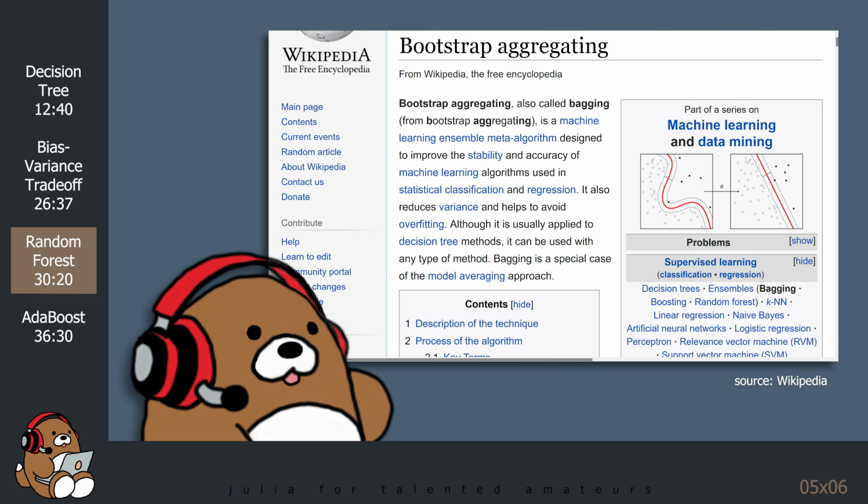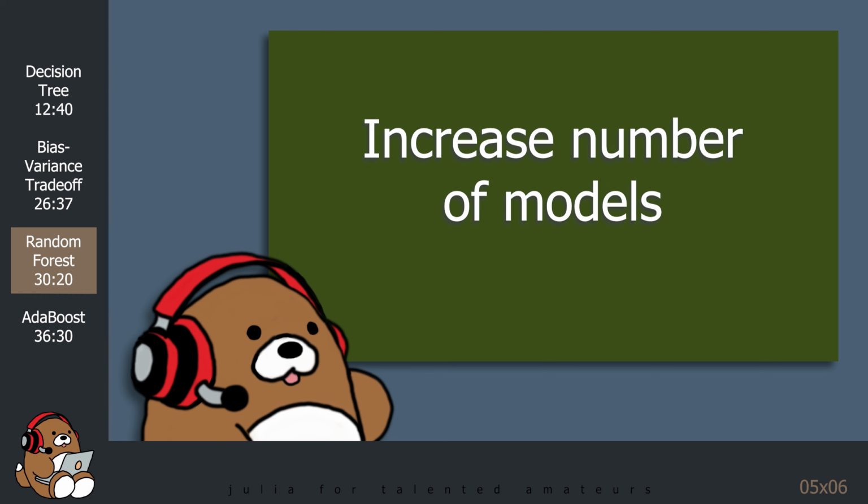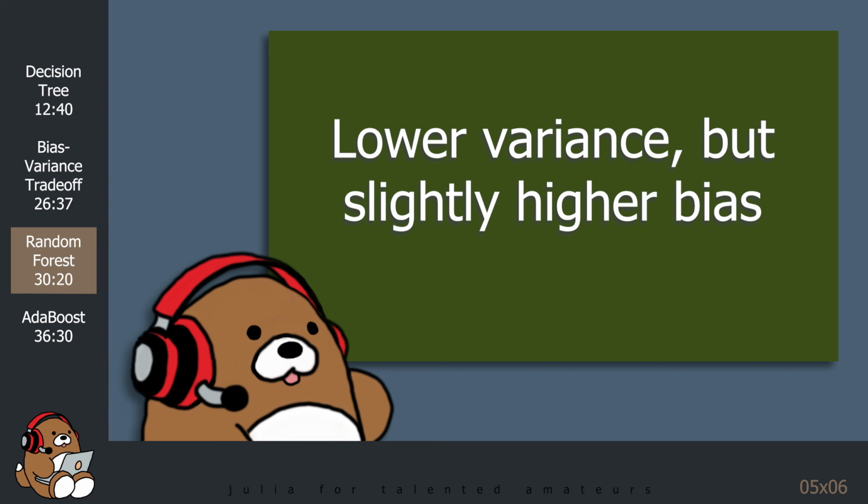Without getting into the details, the concept behind bagging is that you can reduce the variance of your machine learning model by doing two things. One, you can increase the independence of your features. And two, you can increase the number of models. You then take this increased number of models with features that are more independent, then you aggregate them into one meta-model. The result is a model with lower variance, but with a slightly higher bias. This is the Bias-Variance Tradeoff in action.